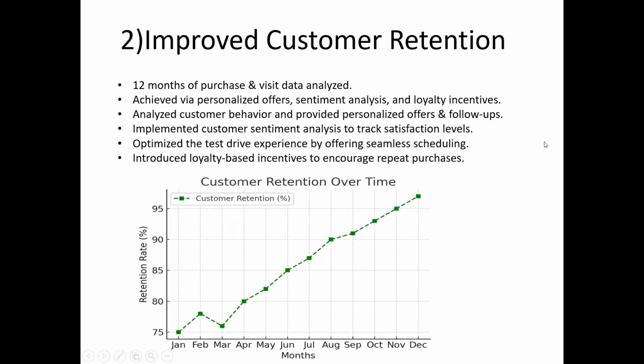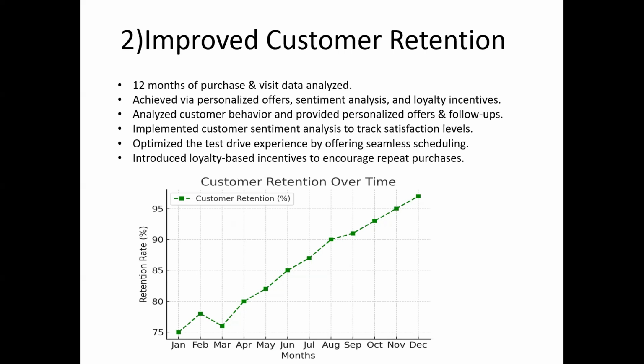So then coming to the second point, improved customer retention. After we give the service, the customer has to come back to us if he's supposed to buy a car. So how does this happen? When he's buying a car for the first time, we give a special discount offer. There might be a lot of people buying cars during the festival seasons.